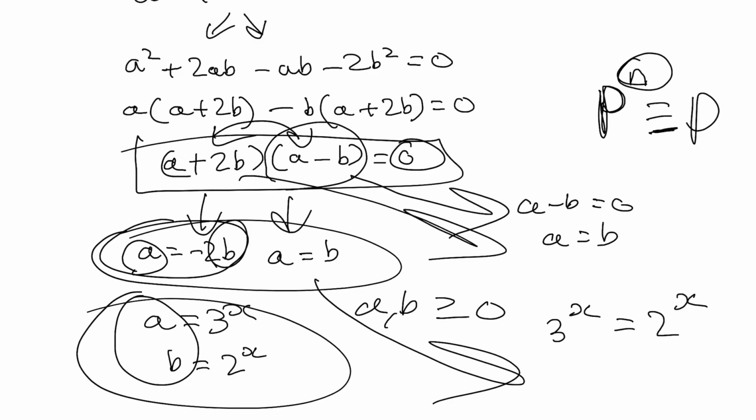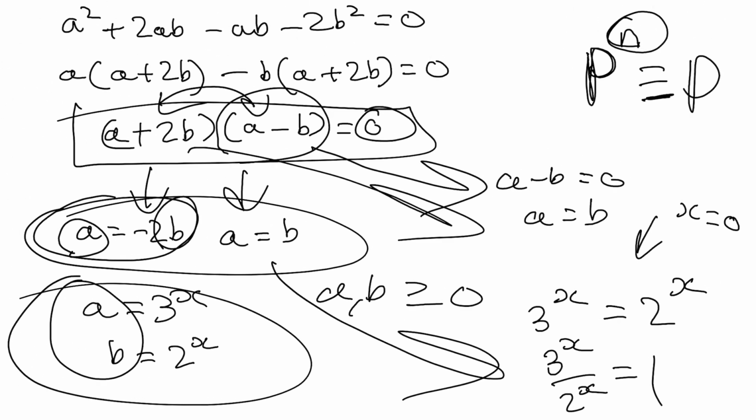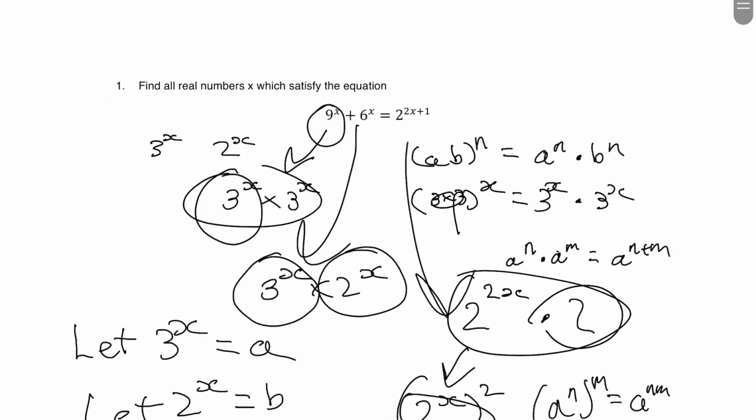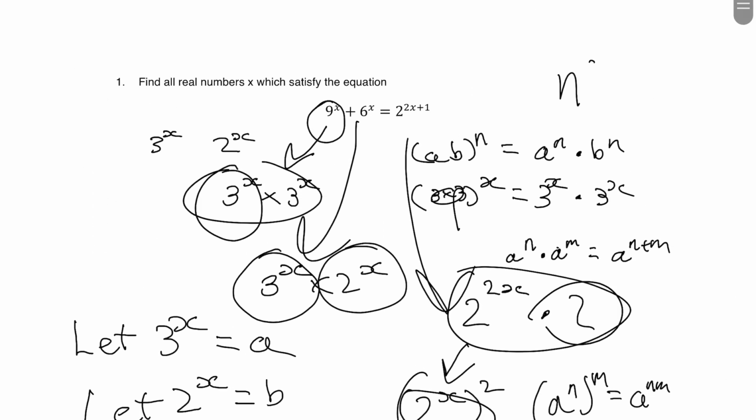So 3^x equals 2^x. And obviously, everyone can see x equals 0 is the solution. But if we divide both sides, we can finish this off a bit more cleanly. And here we can see x equals 0 is the solution, because anything raised to the 0 equals 1. So x equals 0 is the only solution. A very quick, nice algebra question.